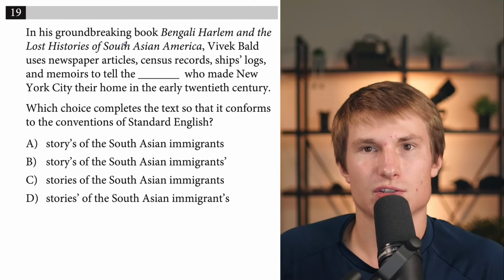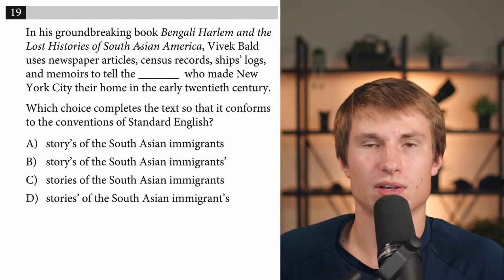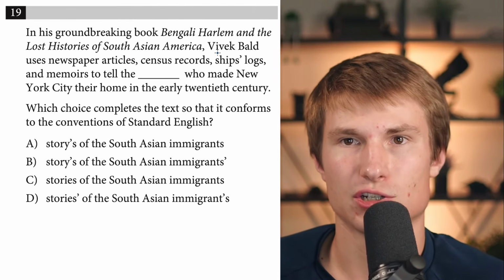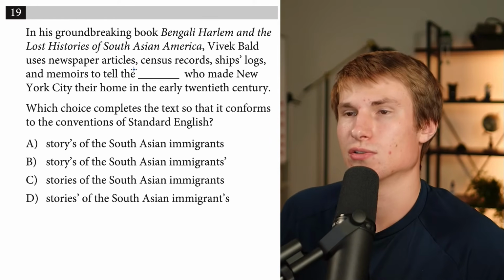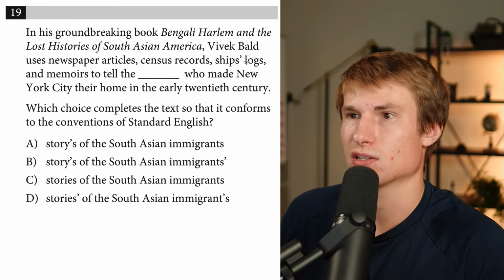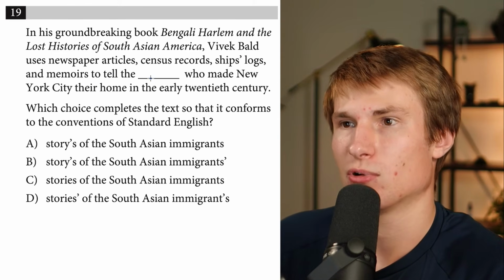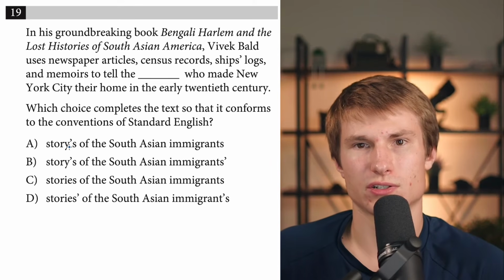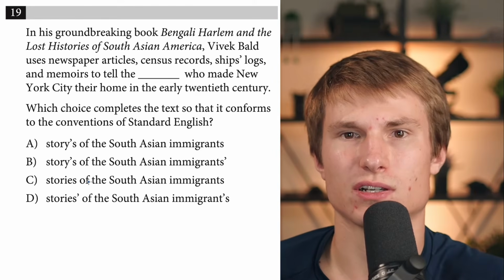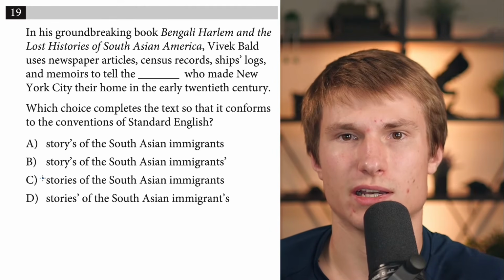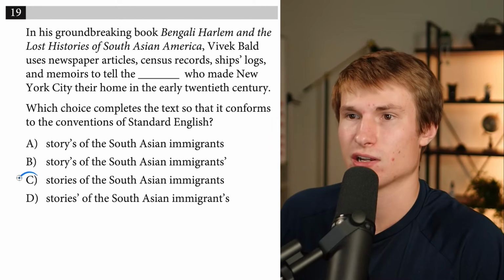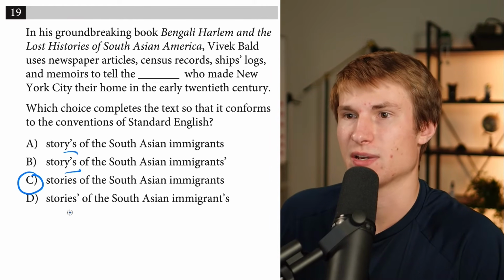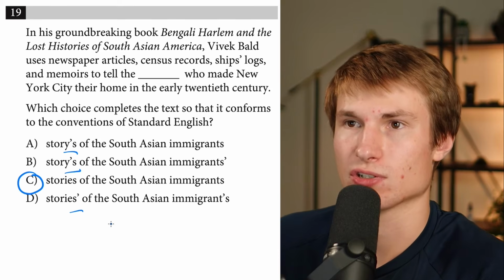Question 19. In his groundbreaking book, Bengali Harlem and the Lost Histories of South Asian America, Vivek Bald uses newspaper articles, census records, ship logs, and memoirs to tell the blank who made New York City their home in the early 20th century. So to tell the stories. Okay, stories does not own anything. So since story does not own anything, our answer has to be C. Just based on that, we can go ahead and circle C for number 19.